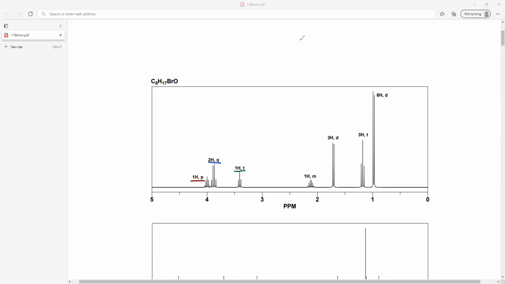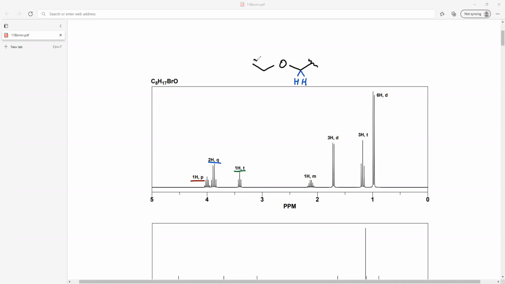Okay, cool. So I can already start to think of 2 sort of pieces here. One piece is going to be this 2H quartet over here next to oxygen, with also this 1H pentet.